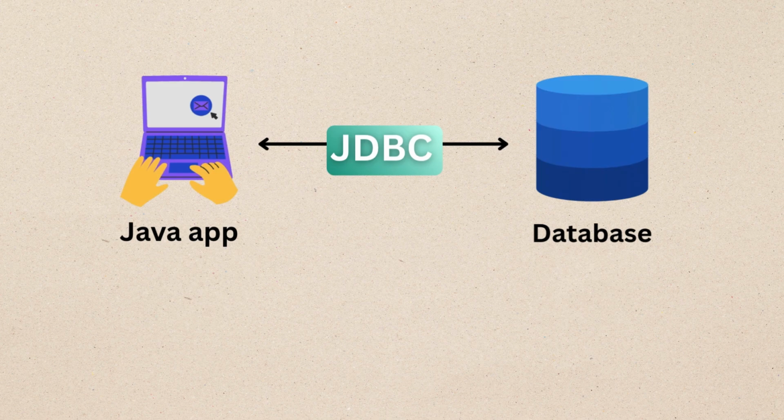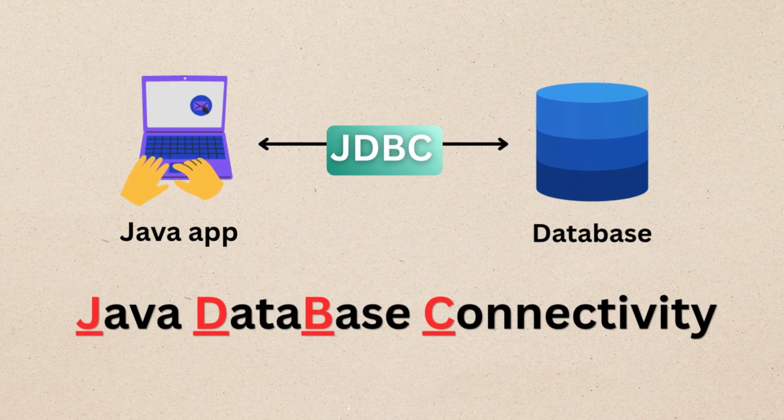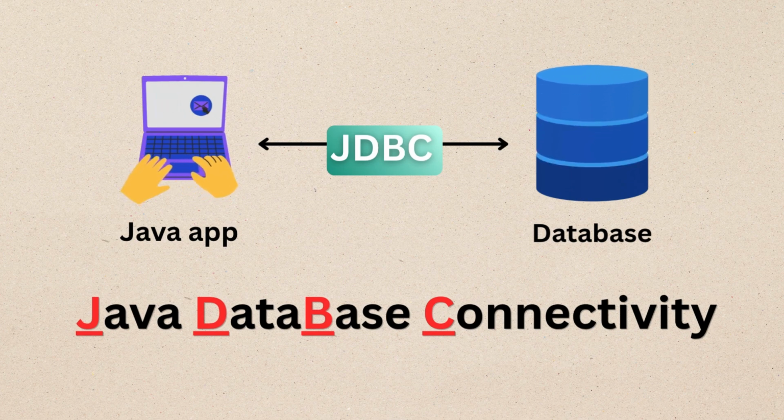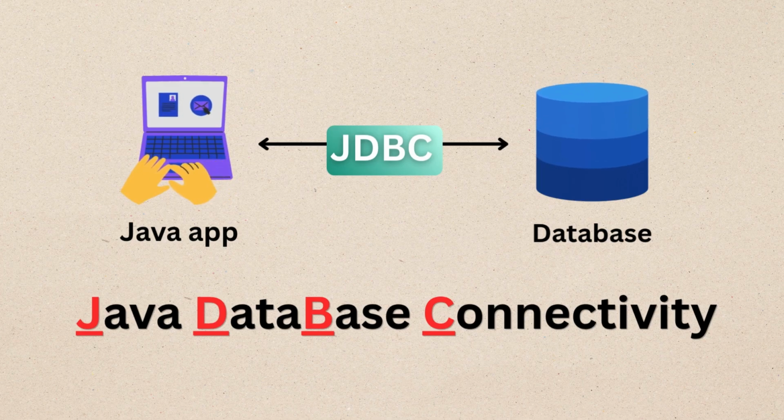Now the question is, how does a Java application communicate with the database? That is exactly where JDBC comes into the picture. JDBC stands for Java Database Connectivity. JDBC provides a standard way for Java applications to interact with databases. In this video, we will understand what JDBC is and how the JDBC architecture works.